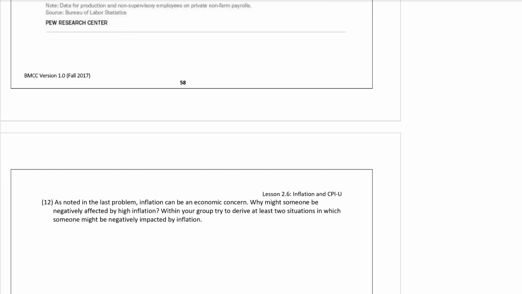All right, so the question is, as noted in the last problem, inflation can be an economic concern. Why might someone be negatively affected by high inflation? It's talking about a group, but since we are fully online, can you think of a situation or two situations in which someone might be negatively impacted by inflation? If the prices are going up, that's what inflation means, how can somebody be negatively impacted? Can you write a sentence for each problem that can arise, and we'll review.